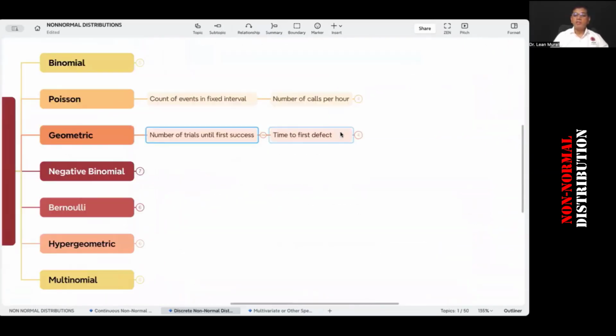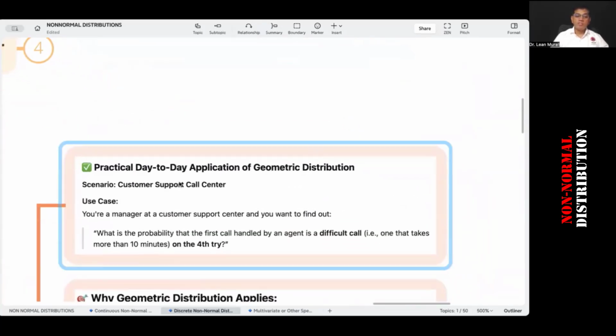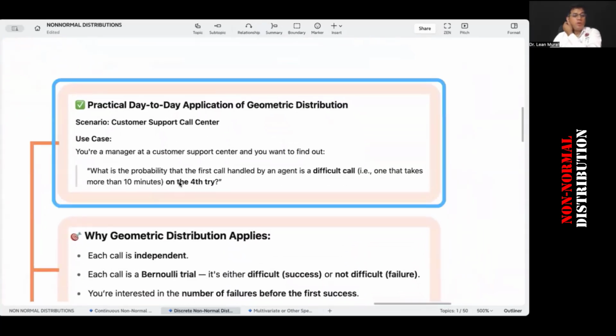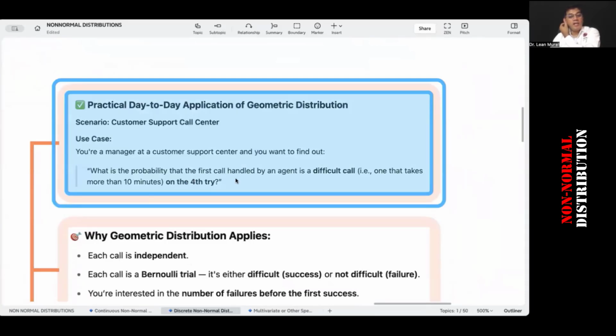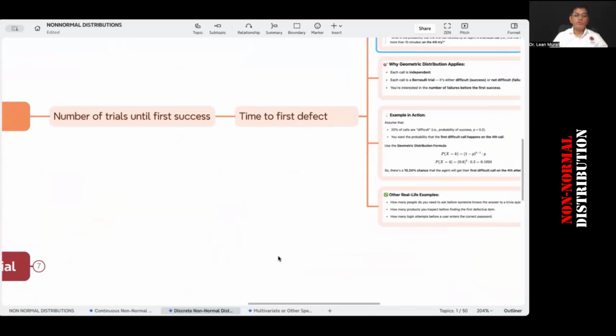In geometric distribution, the application is simple. This is also a customer support call example: what is the probability that the first difficult call handled by an agent occurs on the fourth try? Look at the complication of that question. That's interesting, right? So that's where geometric distributions are used.